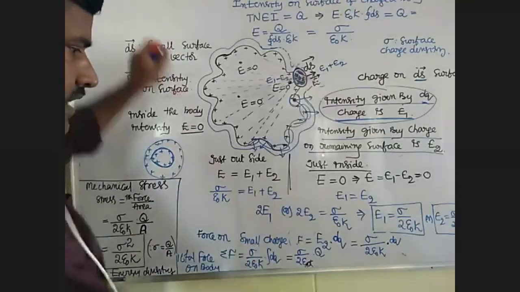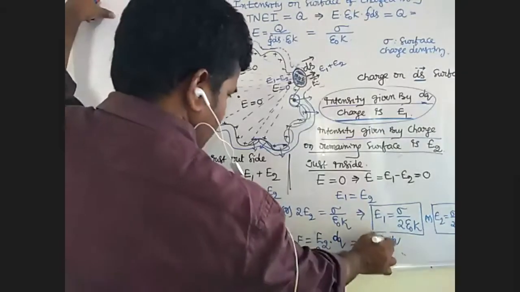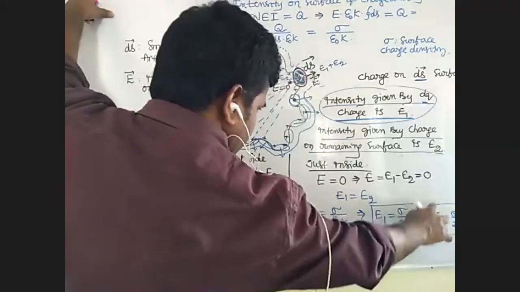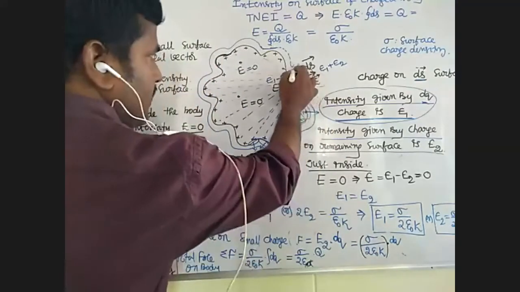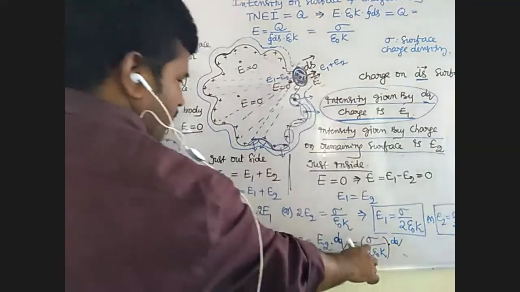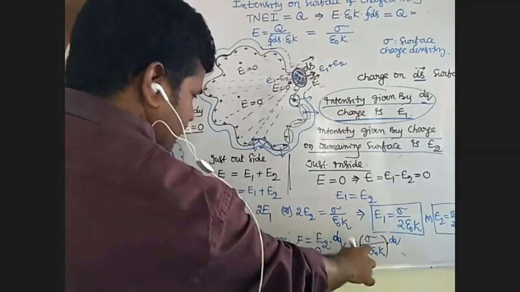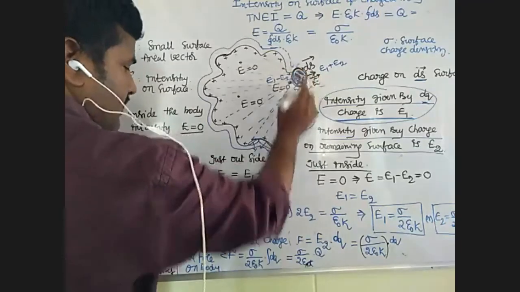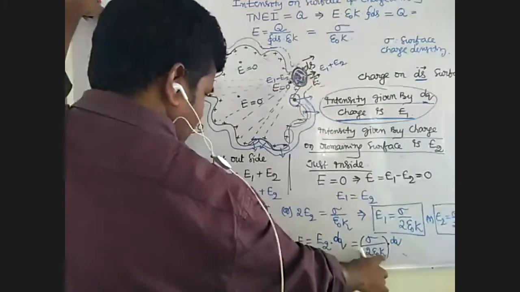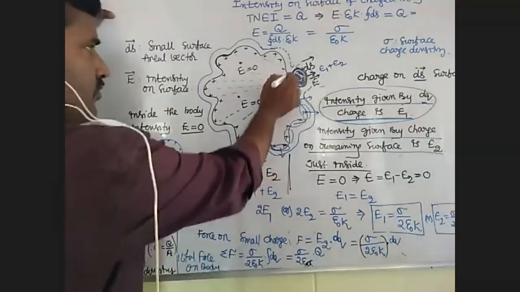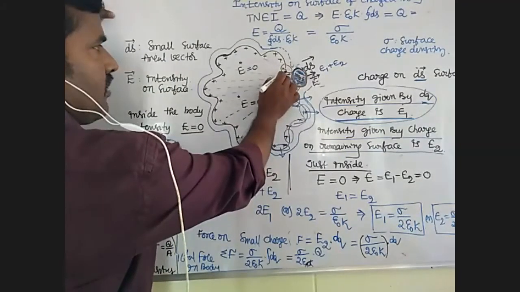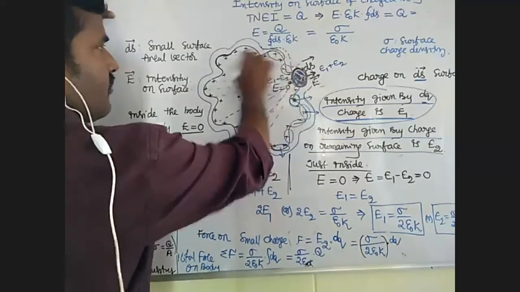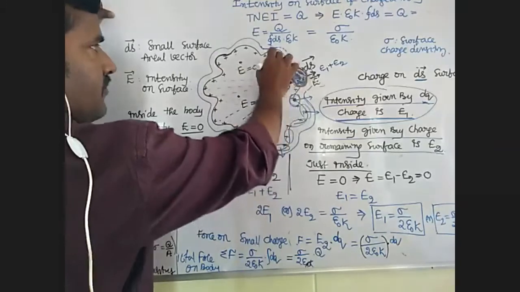So sigma upon 2 epsilon naught K is E2, into the charge at this place, which is dq. The dq into intensity is nothing but the force on this surface, sigma upon 2 epsilon naught K into dq. Everywhere the force is acting, here also. The remaining charges apply some force here too.